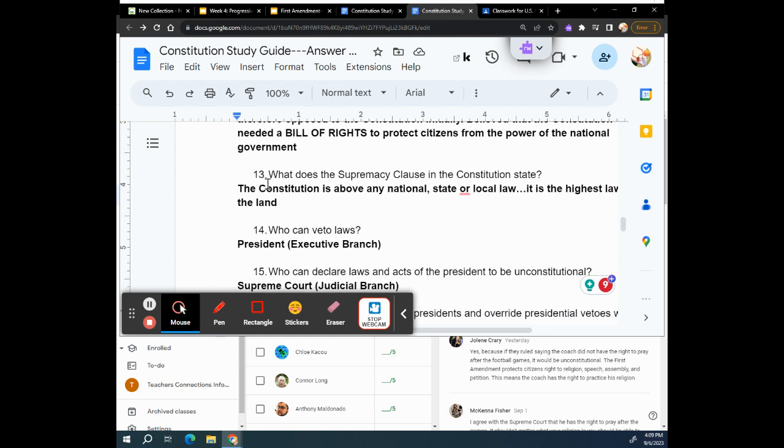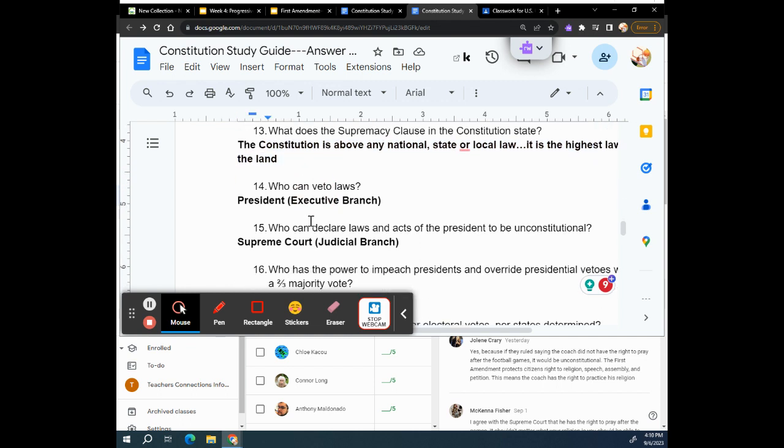The Supremacy Clause in the Constitution, all that does, I say all that does, but it's a big thing. It just states that the Constitution is above absolutely anything. Any national, state, or local law, the Constitution is above. Okay, nothing can go above the Constitution. If anything goes against the Constitution, the Supreme Court has the ability to strike it down as unconstitutional, because there is nothing higher than the Constitution.